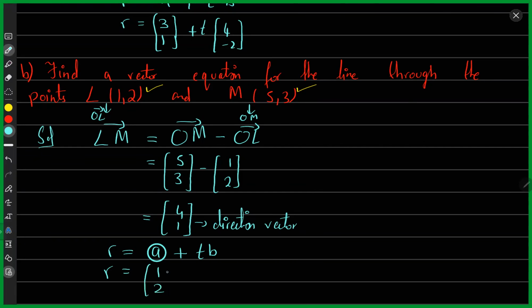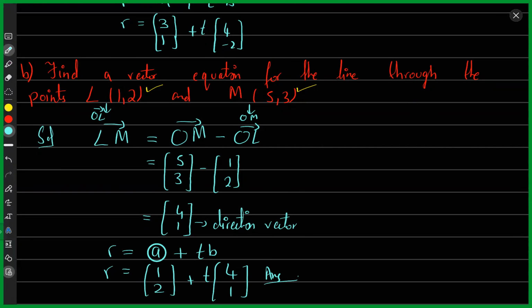It would be r equals any of the two choices. We can use OL. That's (1, 2), plus t would come as it is, and the direction vector is (4, 1). So we have just calculated the direction vector as (4, 1). And this is going to be the final answer.